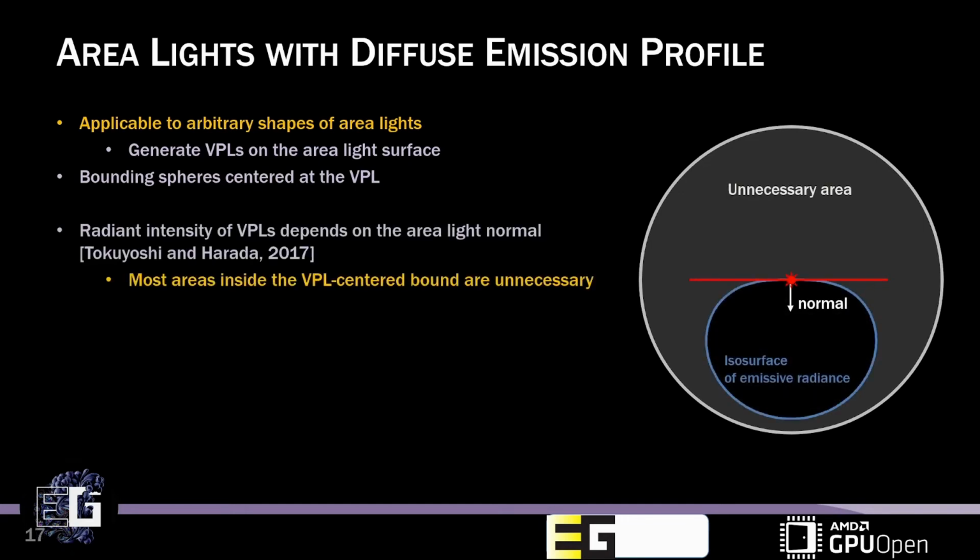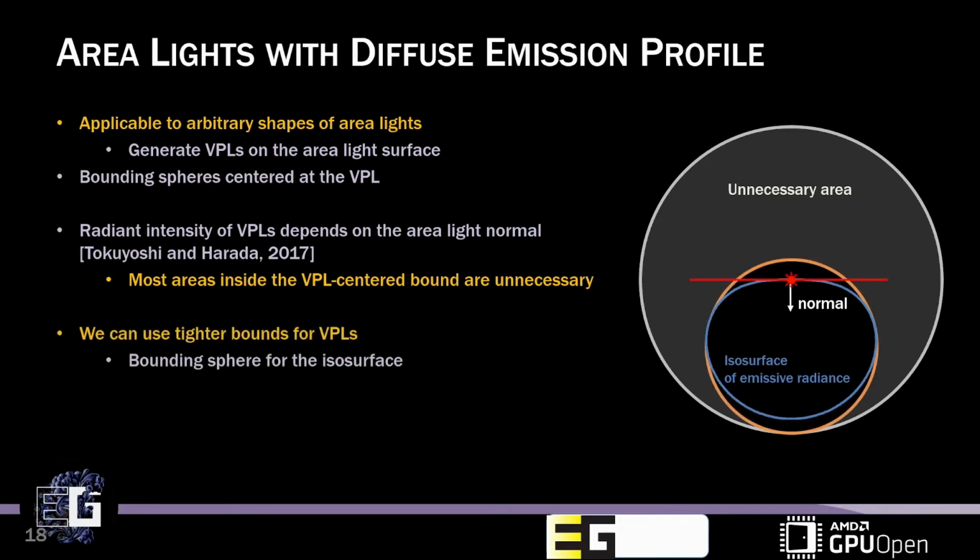However, the radiant intensity of VPLs depends on the area light normal. The isosurface of the radiance emitted from the VPL is shown as a blue shape in this figure, which is derived from the existing paper. So, considering the bounding sphere centered at the VPL, most areas inside it are not necessary. Therefore, we can use tighter bounds for VPLs for simplicity here. But it's not that easy to consider the intersection between the ray and this shape of the isosurface.